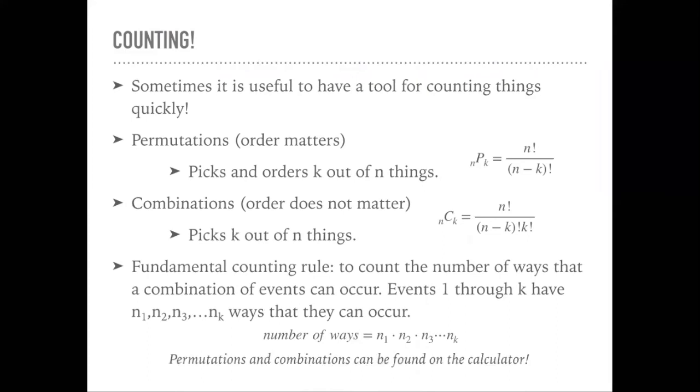Now, the permutations and combinations can be found on your calculator. If you're using a TI-83 or TI-84, there's a math button. You can go over to the PRB menu, depending on the calculator you have, and then it'll have nCr and nPr. And the calculator just has r, whereas on the slides I have k.